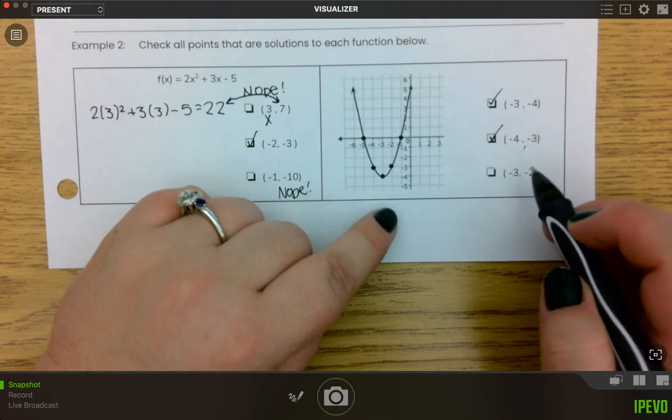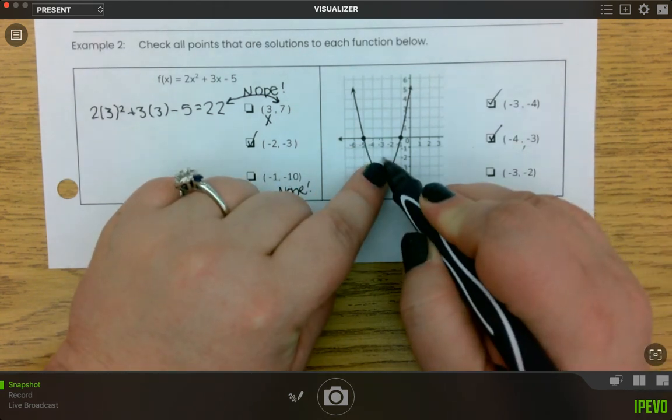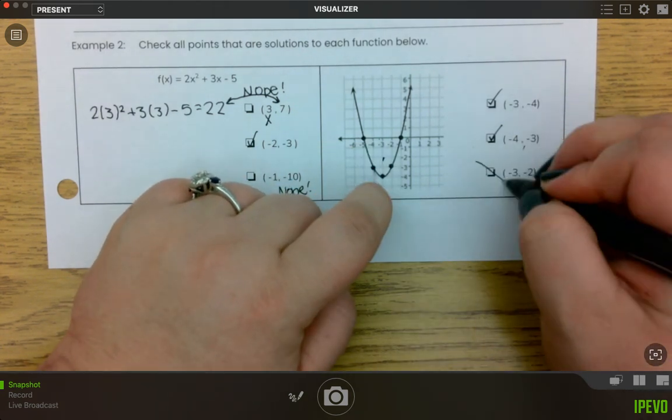Yep. And negative 3, negative 2 is right here. That's not on the line, so that one's a no.